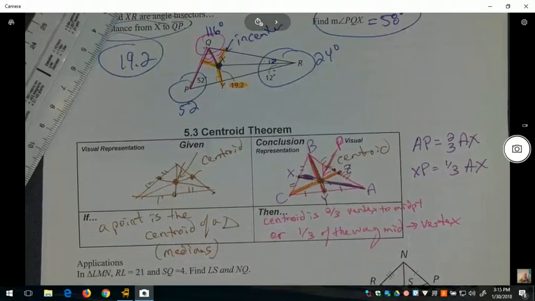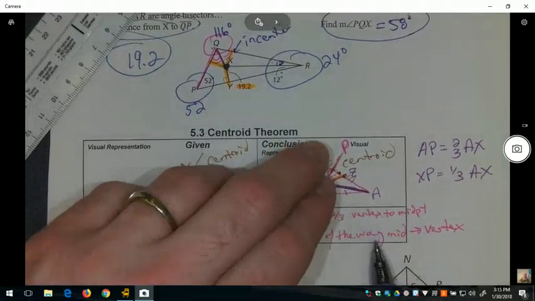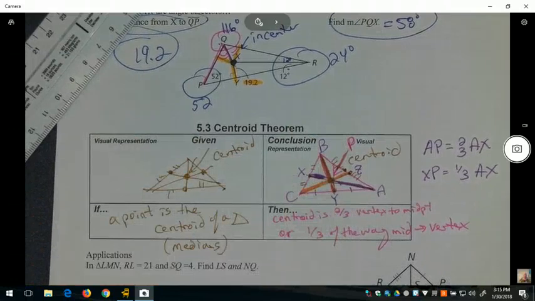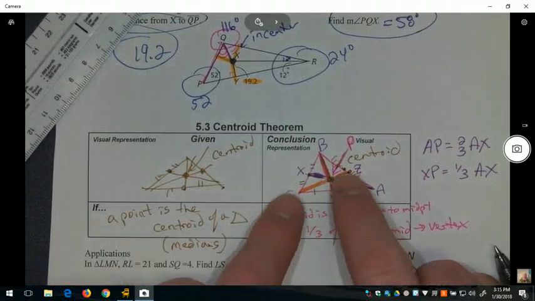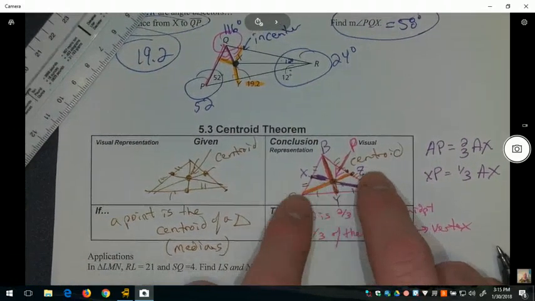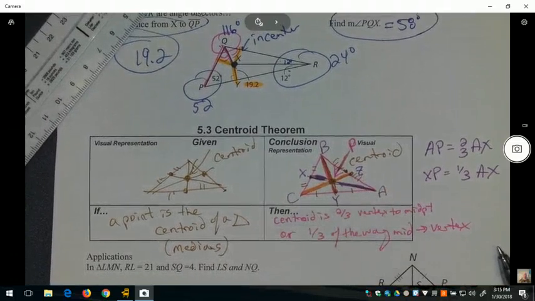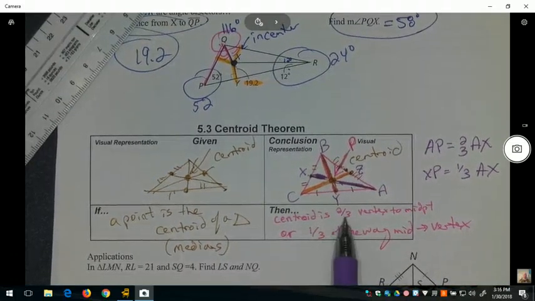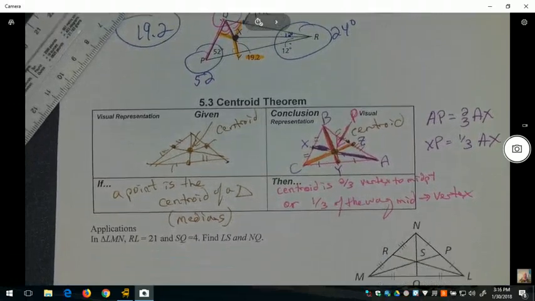So we're going to use that knowledge. By the way, that's the same thing for BP to BY and PY to BY, CP to CZ and PZ to CZ. The smaller piece is 1/3 of the total segment. The longer piece is 2/3 of the total segment.